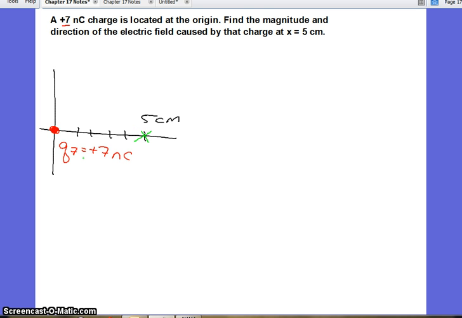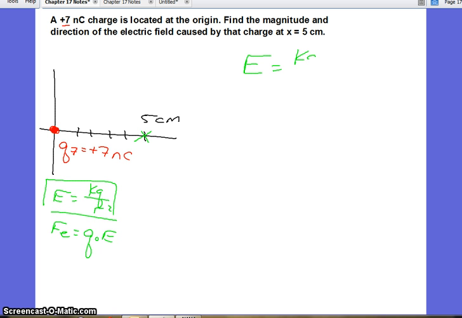Now we are given the charge and the distance from the charge. So we had two equations for an electric field. I'll just jot them down here. Since we are given the charge and the distance, we want to use the first equation instead of the second equation. We're not given the electric force at all. So our equation, electric field, is KQ over R squared.